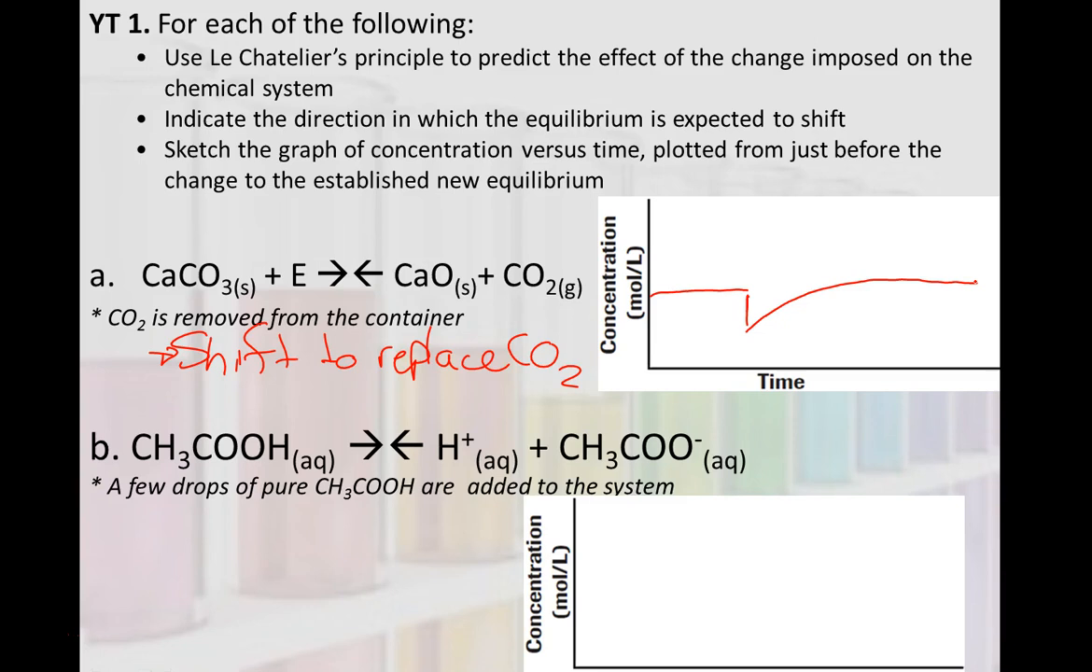Okay, next one. I have acetic acid. It is going back and forth between its pure aqueous form and its ions. And then I add a few more drops of acetate. So what's going to happen? Shift towards the products or the reactants? Reactants. Wait, no. I added this. Products, yes, thank you.